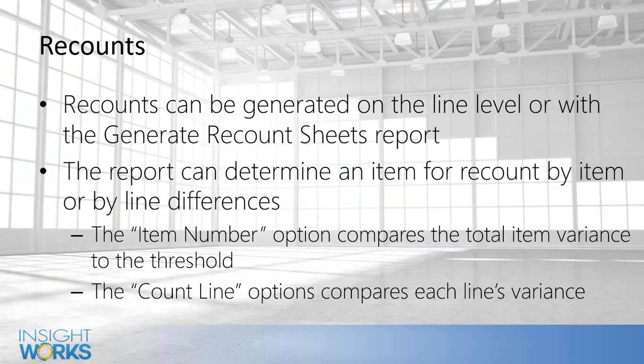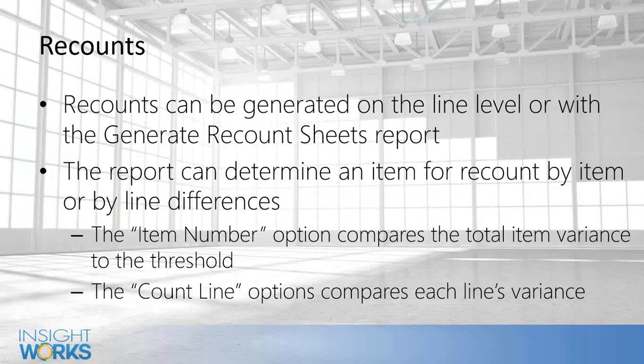So we can generate recount sheets automatically based on a predefined threshold for variance, or you can manually go in and just select random items to recount. And selecting random items is great if you have auditors coming in, because they'll want to spot check certain items, and you can just go in there and flag that for a recount.